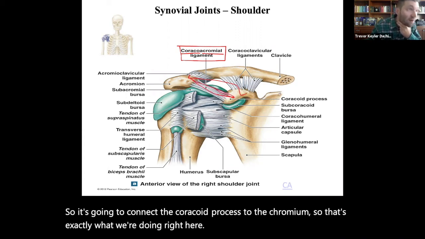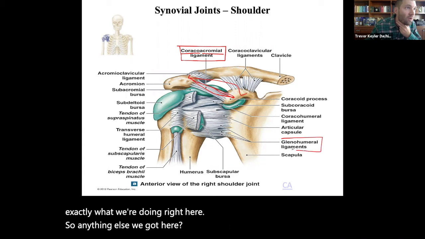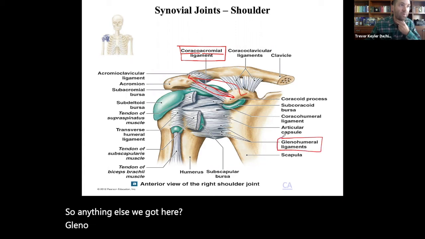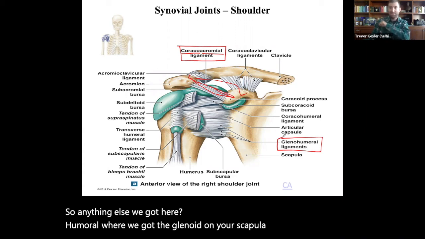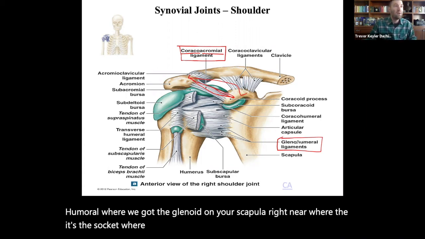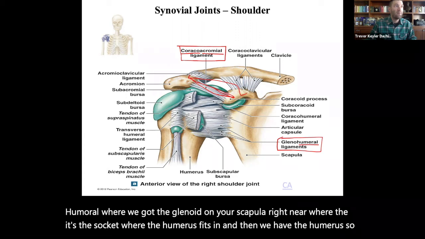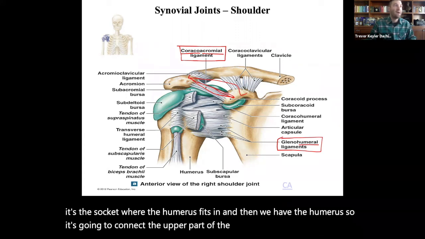Anything else we got here? Glenohumeral. Remember, we have the glenoid on your scapula, right? It's the socket where that humerus fits in. And then we have the humerus. So it's going to connect the upper part of the humerus to the glenoid socket. In fact, this is what it does.